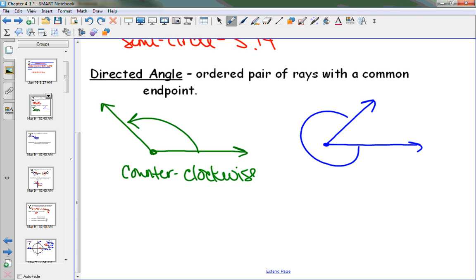Same thing here, except this one is now going to be opened in which direction? Clockwise. Okay, did you highlight the ones that are missing?